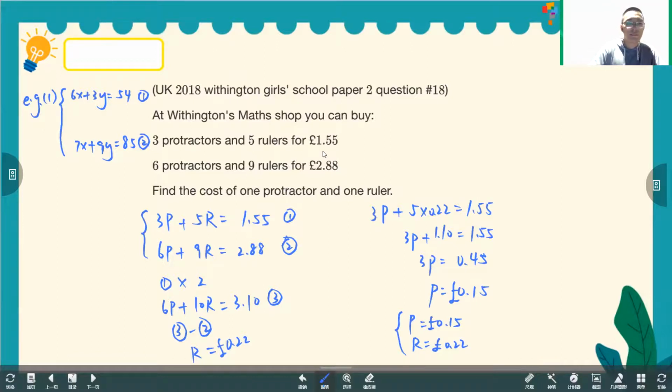And then for this one, let's do this one as well. So we want to find the least common multiple of either the coefficient of x or the coefficient of y. And by observation, we find that 9 is a multiple of 3. So we just need to times 3 to equation number 1.